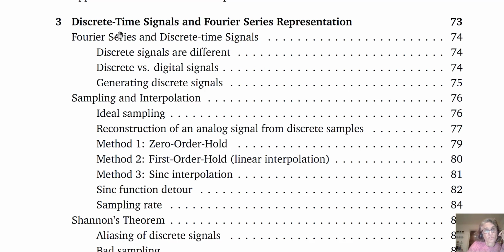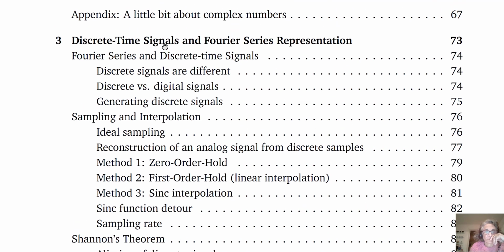In this video, I'm going to cover the third chapter from my book, which is about discrete time signals and the Fourier representation thereof. So we're going to look at how discrete signals are different from analog signals. We're going to look at sampling and interpolation of discrete time signals. We're going to look at the various ways of doing sampling and converting an analog signal into a digital signal, whereas some of these methods are zero-order hold, first-order hold, and Sinc interpolation.